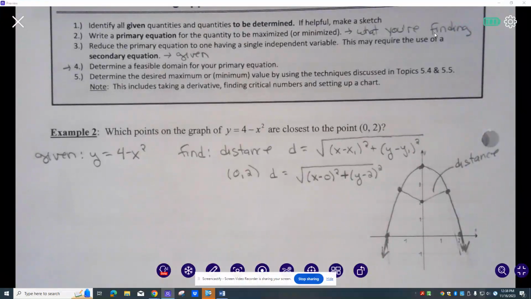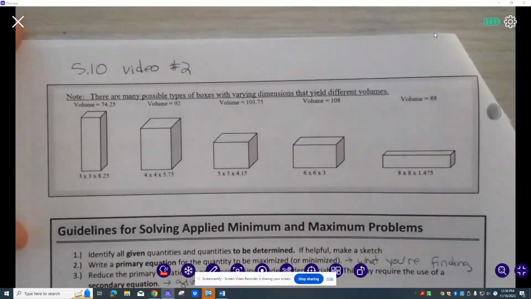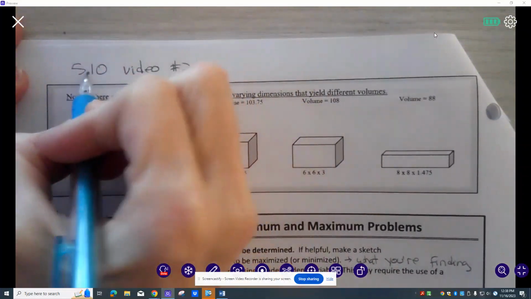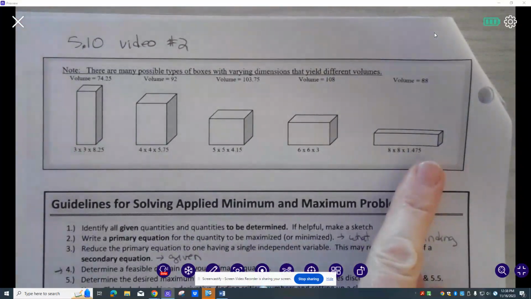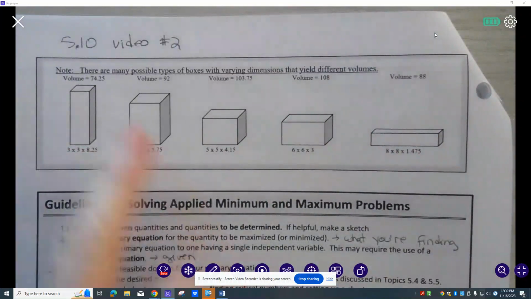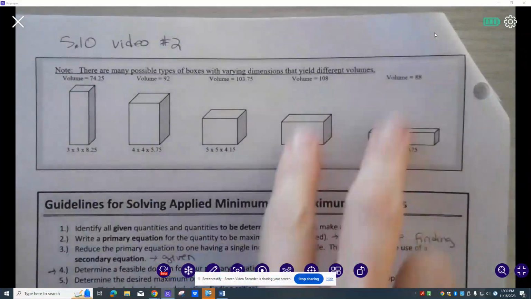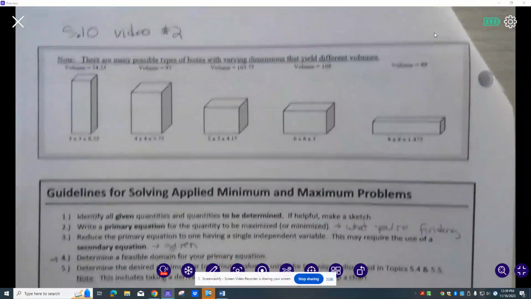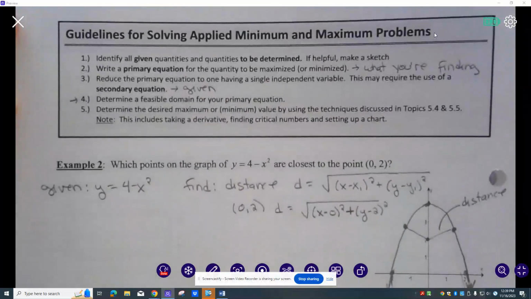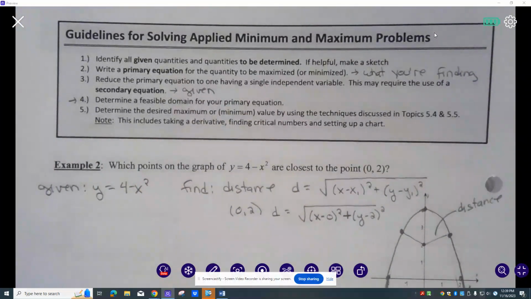This is video number 2 for section 510. Okay, this actually went with the example 1. It was just showing there are a lot of different shapes and sizes of boxes that would have the different volumes. So let's go on to your guidelines, which you could probably read on your own.